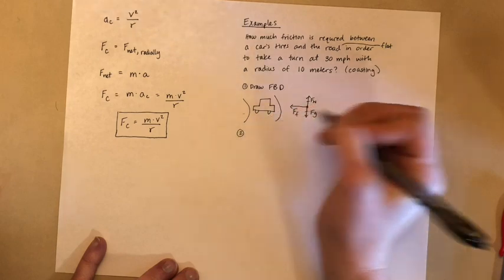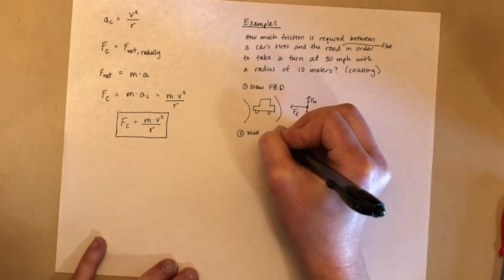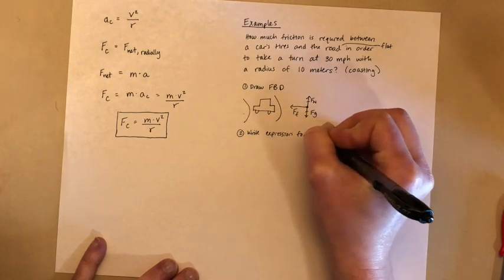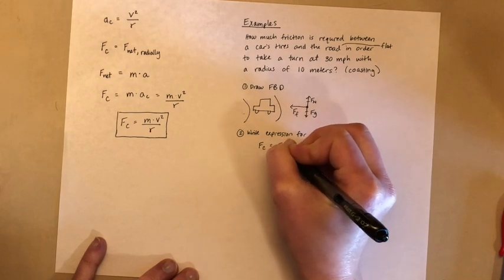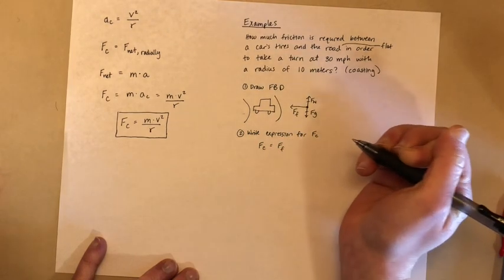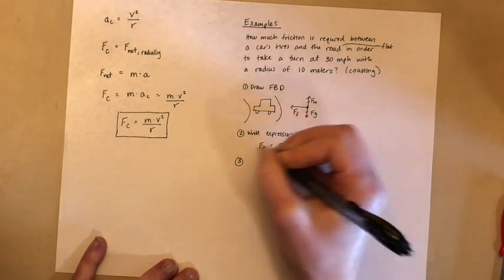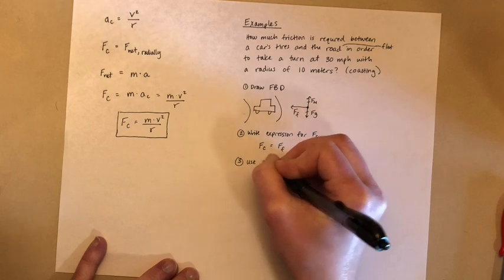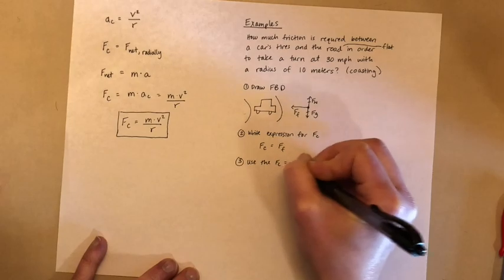So the second step is really to write your expression for Fc, for the centripetal force. So for us, that's Fc is just equal to the friction. And then the third step here is to then use the Fc equals mv squared over r equation to answer the problem.